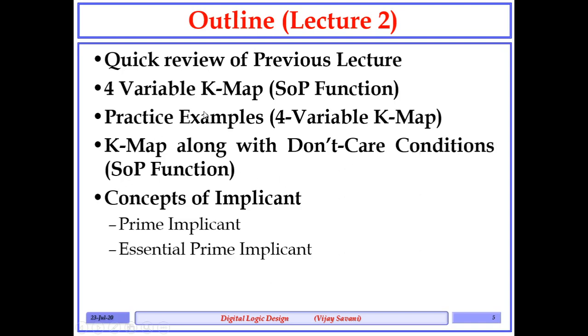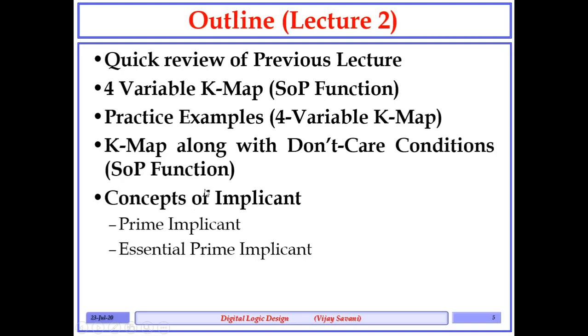Up to this part, the functions that we have chosen are based upon the SOP, sum of product. Now, till this point you are somewhat familiar with solving the 4 variable K-map along with the don't care condition. In the later part of this lecture, we will explore the concept of implicants, the prime implicant and essential prime implicant.